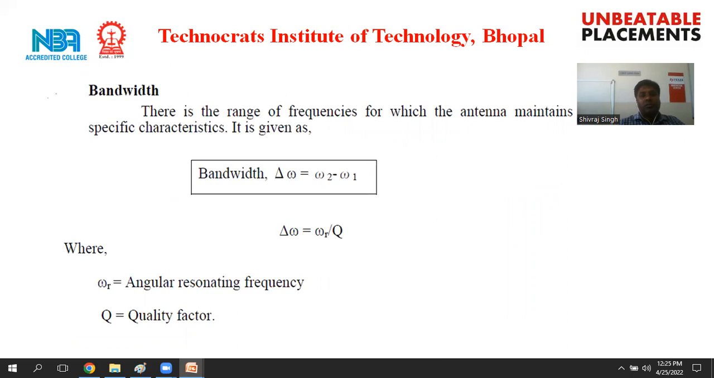Next is the bandwidth. Antenna bandwidth is the range of frequency for which an antenna maintains certain specified characteristics, like radiation lobe, front to back ratio, beamwidth, polarization, etc. These are the specific characteristics which the antenna maintains in this range. So basically, bandwidth is equal to the range of frequency.